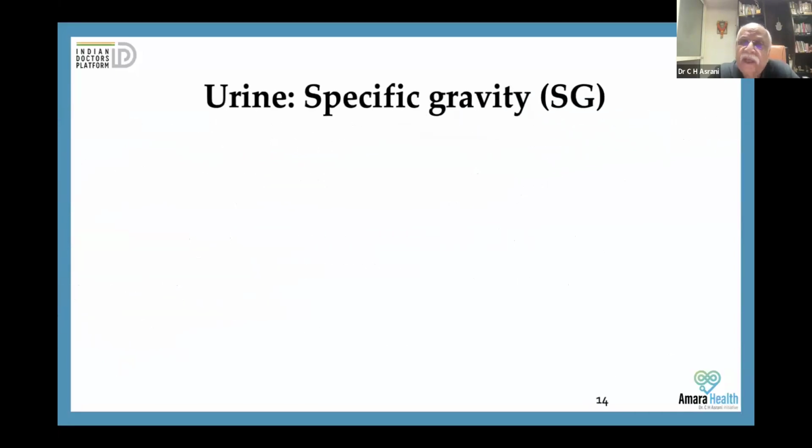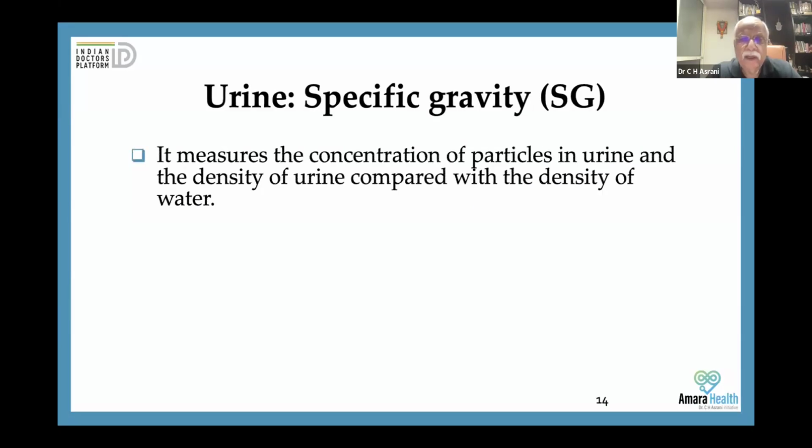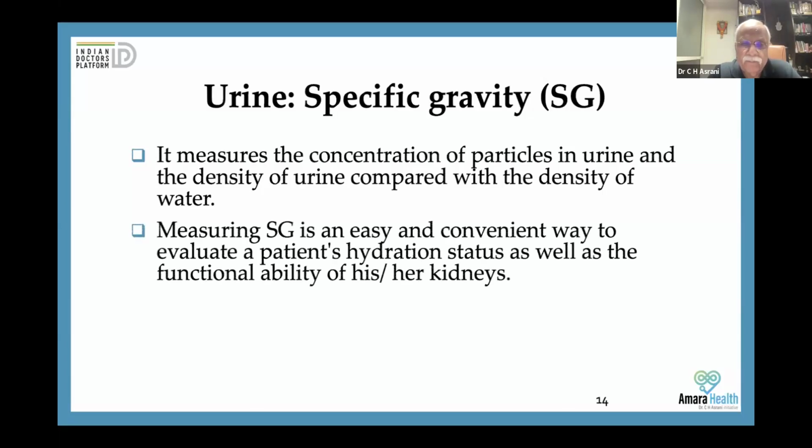Specific gravity, a very important variable of the urine report. It measures the concentration of suspended particles in the urine and the density of urine compared with the density of water. Measuring specific gravity is an easy and convenient way to evaluate a patient's hydration status: normal, overhydrated, or dehydrated. And that also tells about the functional ability of the kidney to maintain the specific gravity.